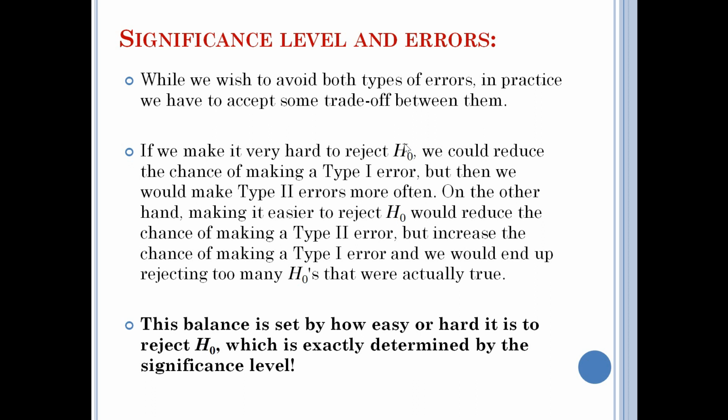So again, let's remember, type 2 error was not rejecting. So to reduce that, we will make it easier to reject. However, if we are rejecting more than we should be, we are making more type 1 error. So this balance is set by how easy or hard it is to reject the null. Remember, before we started, we said that you need to remember for this section that rejecting the null was determined by alpha, by the significance level. Let's see more examples.